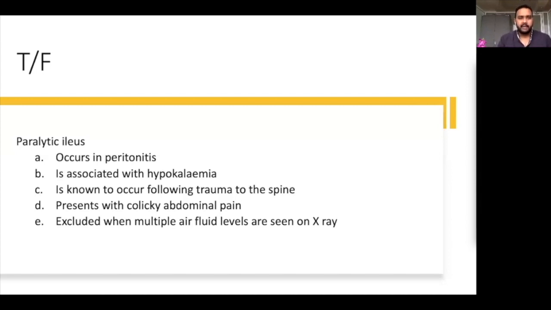Paralytic ileus: A, it occurs in peritonitis. B, it is associated with hypokalemia. C, it is known to occur following trauma to the spine. D, it presents with colicky abdominal pain; we have to know whether it is associated with colicky abdominal pain. E, paralytic ileus is excluded when multiple air fluid levels are seen on X-ray. That is the first question we have to answer.